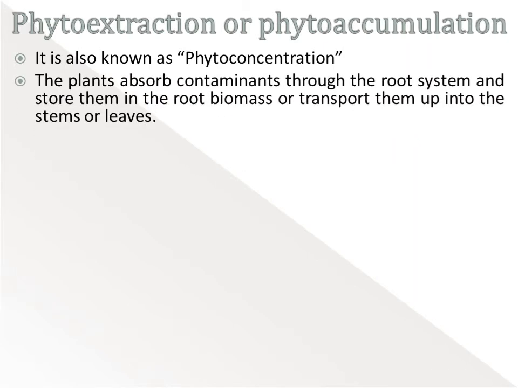In this method, plants absorb the contaminant through their root system and store these contaminants in the root biomass, and also transport the contaminants to the shoots, that is to the stems or leaves, and ultimately contaminants become accumulated in the roots as well as in the shoots of the plants.